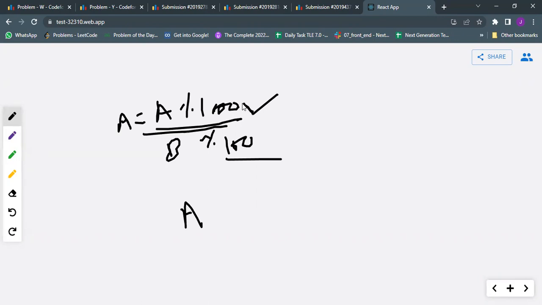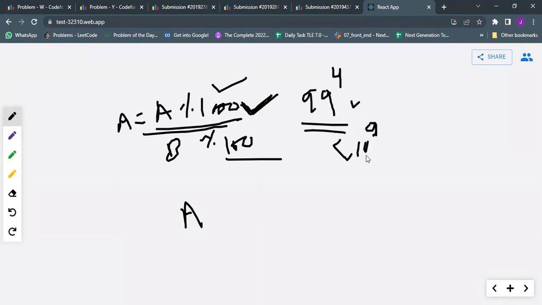What can be the max value of this? If you are doing modulo 100, what can be the max value? No, it's not 100. Yeah, 99. 99 is correct. And if you are multiplying 99 4 times, that will be 99 raised to power 4. And you can store that easily in an integer. It is less than 10 to the power 9. You don't have to use long also.